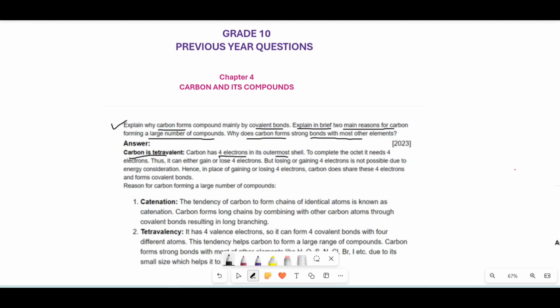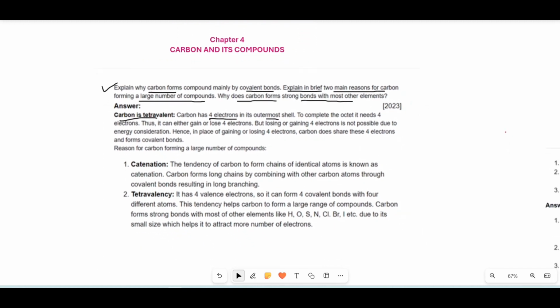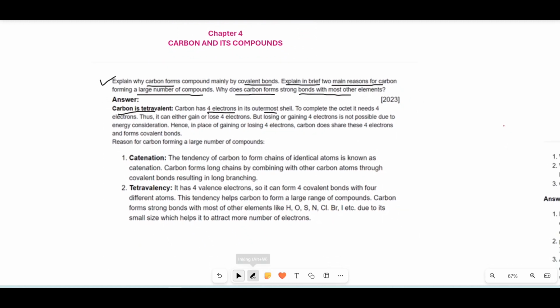And why does carbon form a large number of compounds? This is because of two reasons. The first is catenation, and the second reason is tetravalency. What is catenation? Catenation is the tendency of carbon to form long chains. It can form ring chain compounds, straight chain compounds, and branched chain compounds. This self-linking capacity of carbon is called catenation.